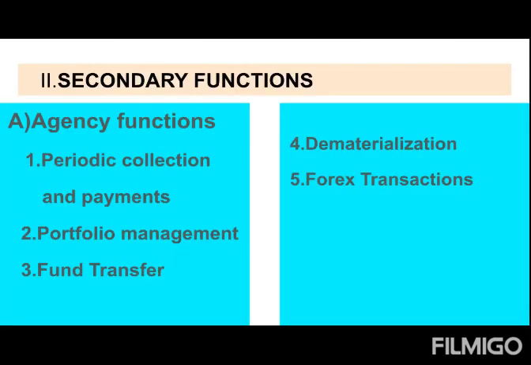Now secondary functions, since primary functions are over. We studied accepting deposits, granting loans and advances. Now secondary functions: there are 2 types, agency function and utility function. Here the banker acts like an agent between the account holder and some other party. That is what is called agency function. First, periodic collection and payment. Periodic collection means what?